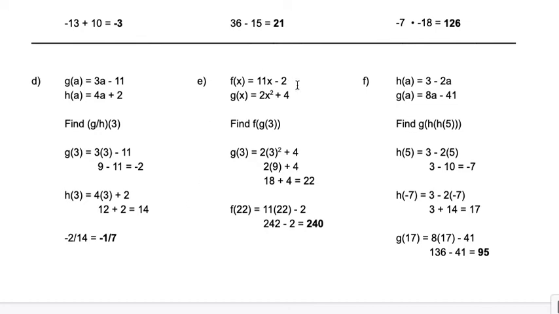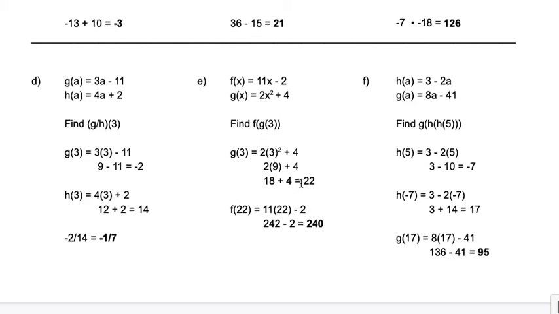Now here's where we're getting into compositions. It looks kind of weird here. We've got F, this is read F of G of 3. So what we do is we always plug in the inside one. So we take our G of 3 and we plug it in here. So we get 2 times 3 squared plus 4. 3 squared is 9. 2 times 9, 18 plus 4, 22. So that's what we got when we did G of 3.